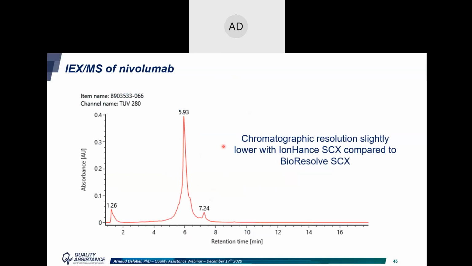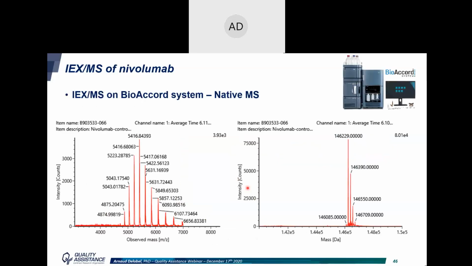So here is the chromatogram we obtained by ion exchange on nivolumab. Here is the UV trace. You see that we have something quite similar to what we obtained by SCX UV with the non-MS compatible mobile phases, but we have a slightly lower resolution. So it's a compromise: either you have the MS compatibility or you have an optimum resolution. But the main advantage is that it can be directly coupled to mass spectrometry.